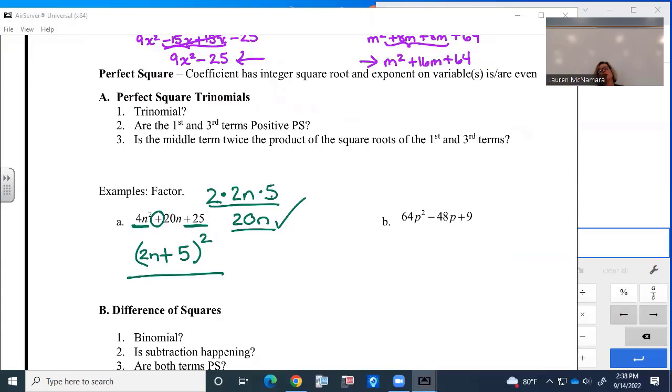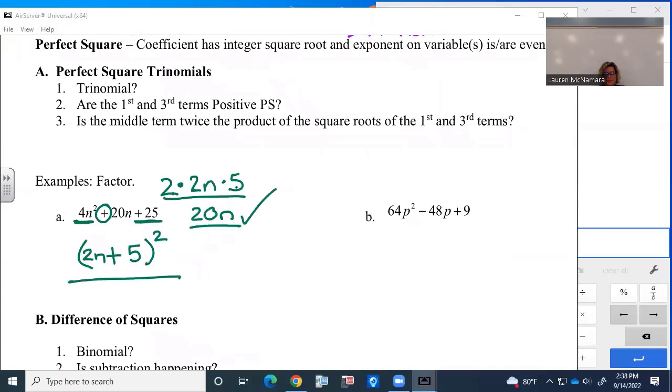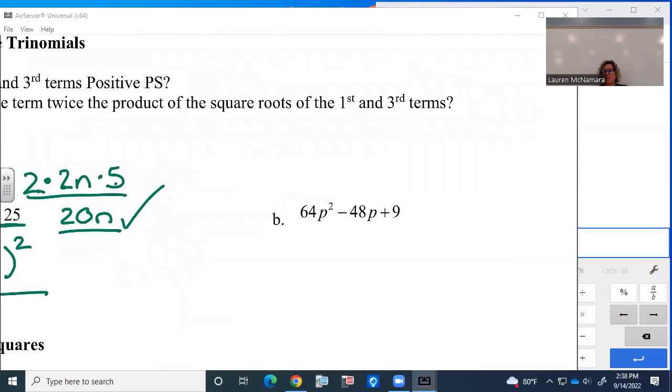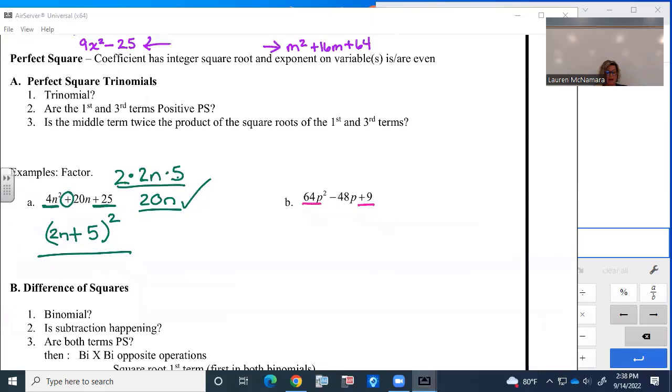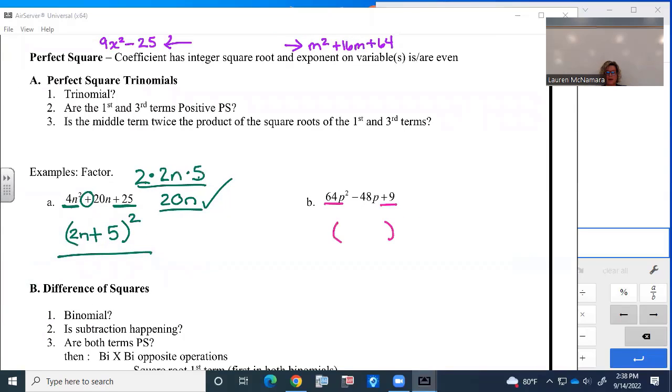So if you know the pattern, can you still go through the factoring, how to factor a trinomial? Absolutely. But when you see something like the second example B, you look at that first term, 64p squared, that's a big number. Well, 64 is a perfect square. P squared is a perfect square. Then 9. Is 9 a perfect square? Yeah, 9 is a perfect square. So that's when you say, I think it's going to be a binomial squared.